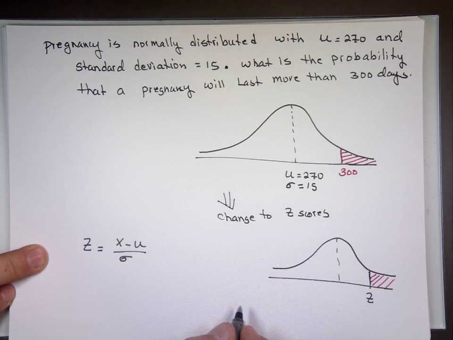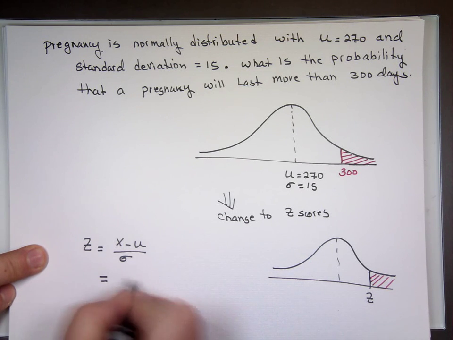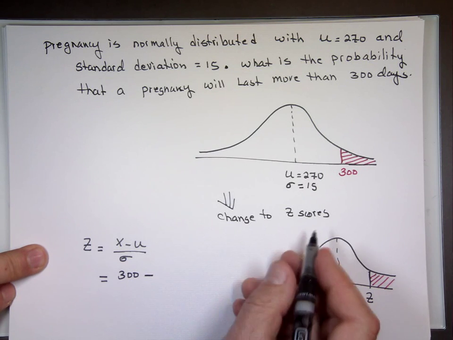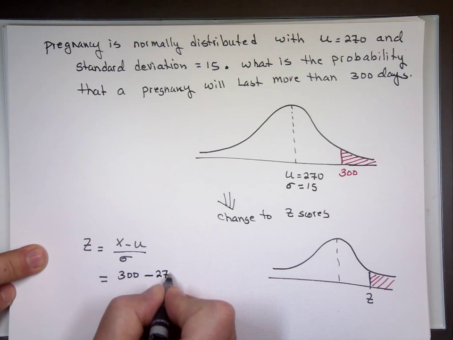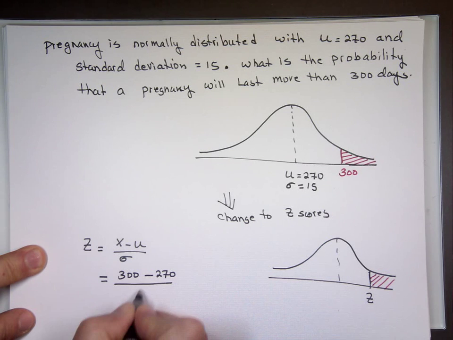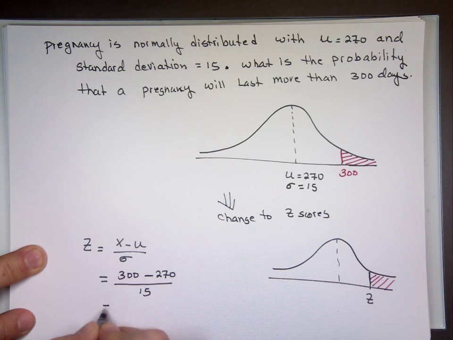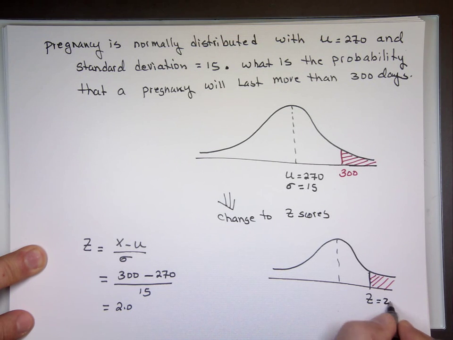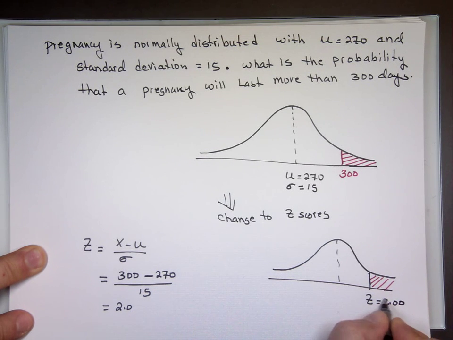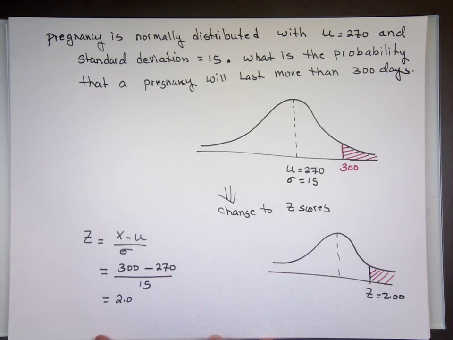X is what? 300 minus mu, which is what? 270, divided by 15. The z value for this happens to be 2. You always want to use 2 decimal places, 2.00. It's a division problem because we're dividing, not multiplying.